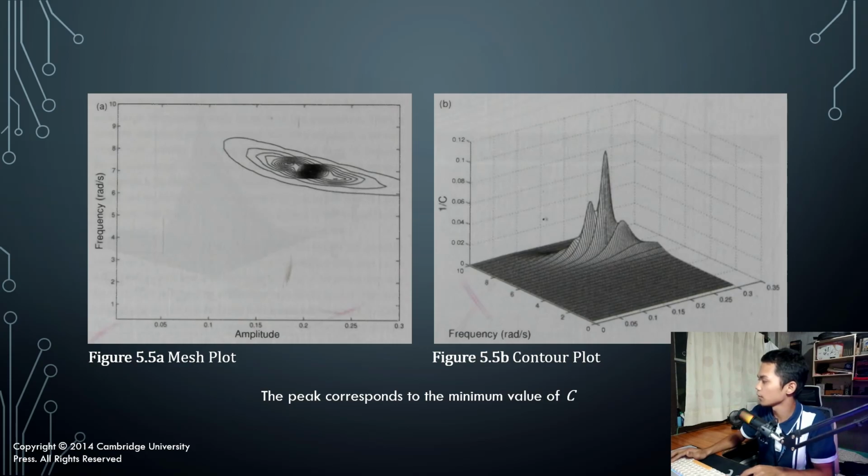Figure 5.5a is the mesh plot and figure 5.5b is the contour plot. By the way, the peak corresponds to the minimum value of C. This is our peak in terms of frequency, and this is our peak in terms of amplitude.